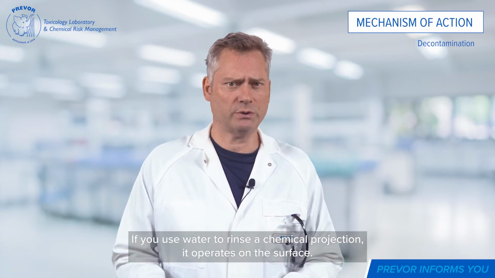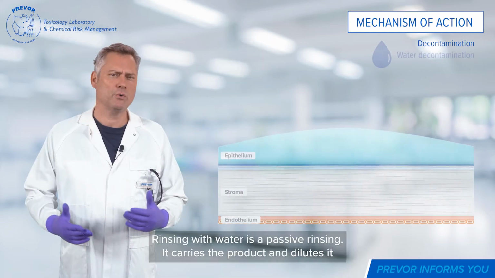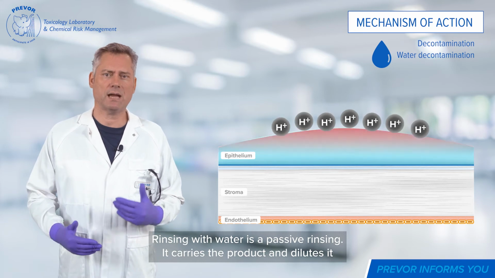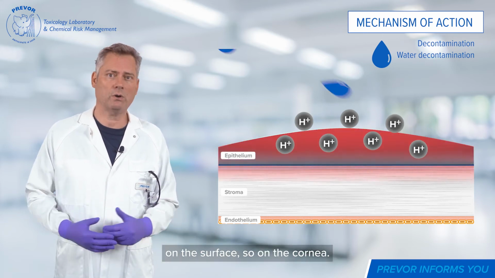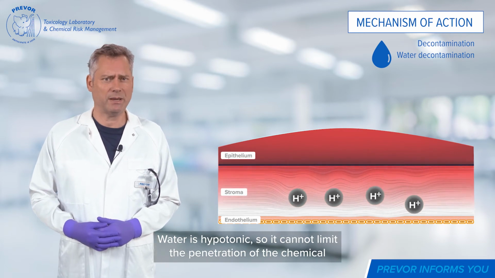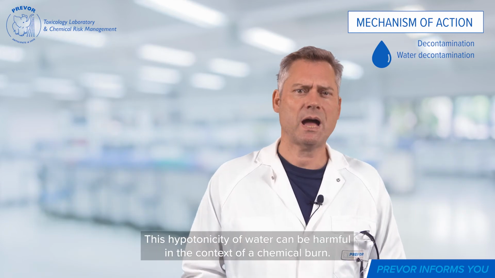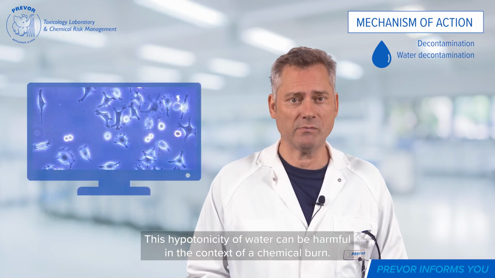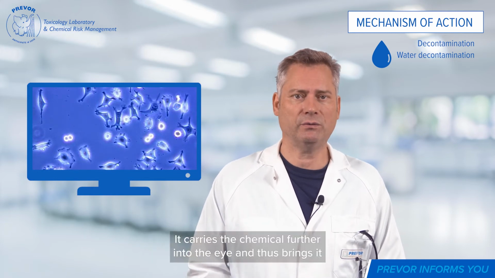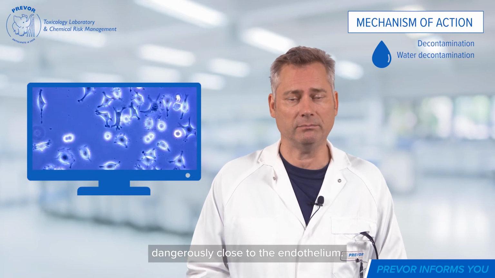If you use water to rinse a chemical projection, it operates on the surface. Rinsing with water is a passive rinsing. It carries the product and dilutes it on the surface, so on the cornea. Water is hypotonic, so it cannot limit the penetration of the chemical into the tissues of the eye. This hypotonicity of water can be harmful in the context of a chemical burn. It carries the chemical further into the eye and thus brings it dangerously close to the endothelium.